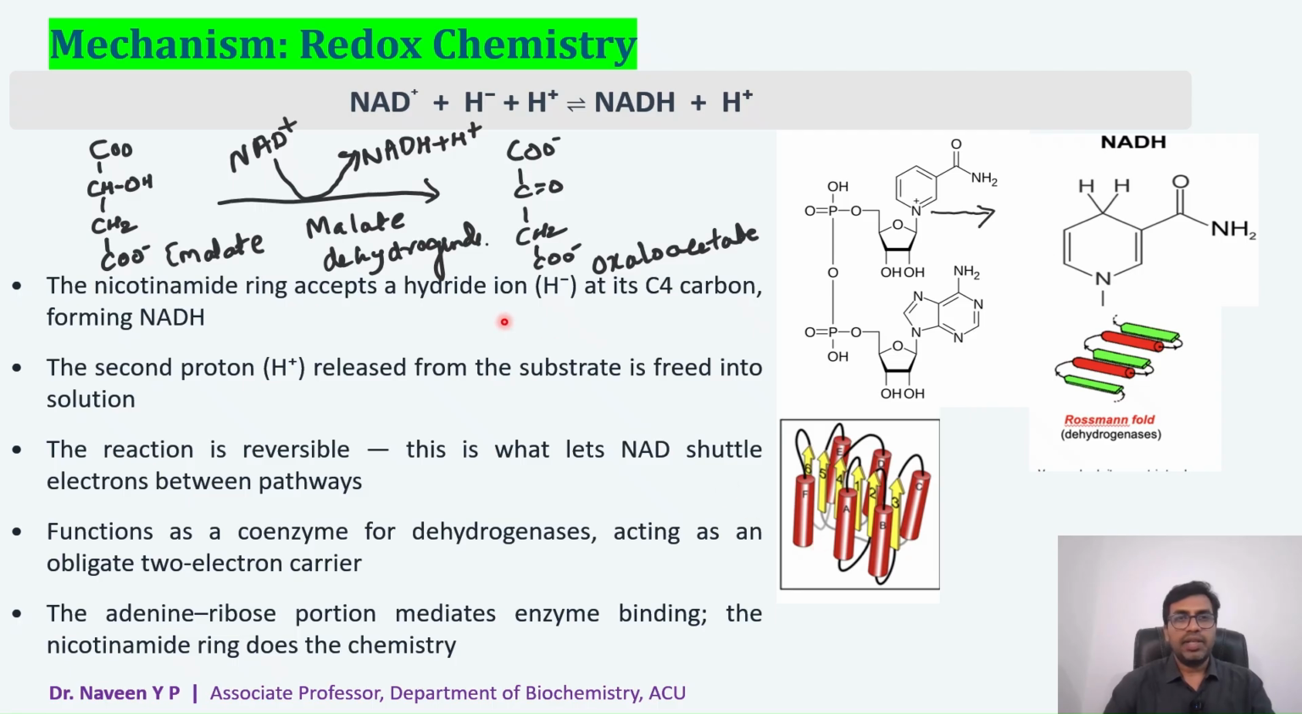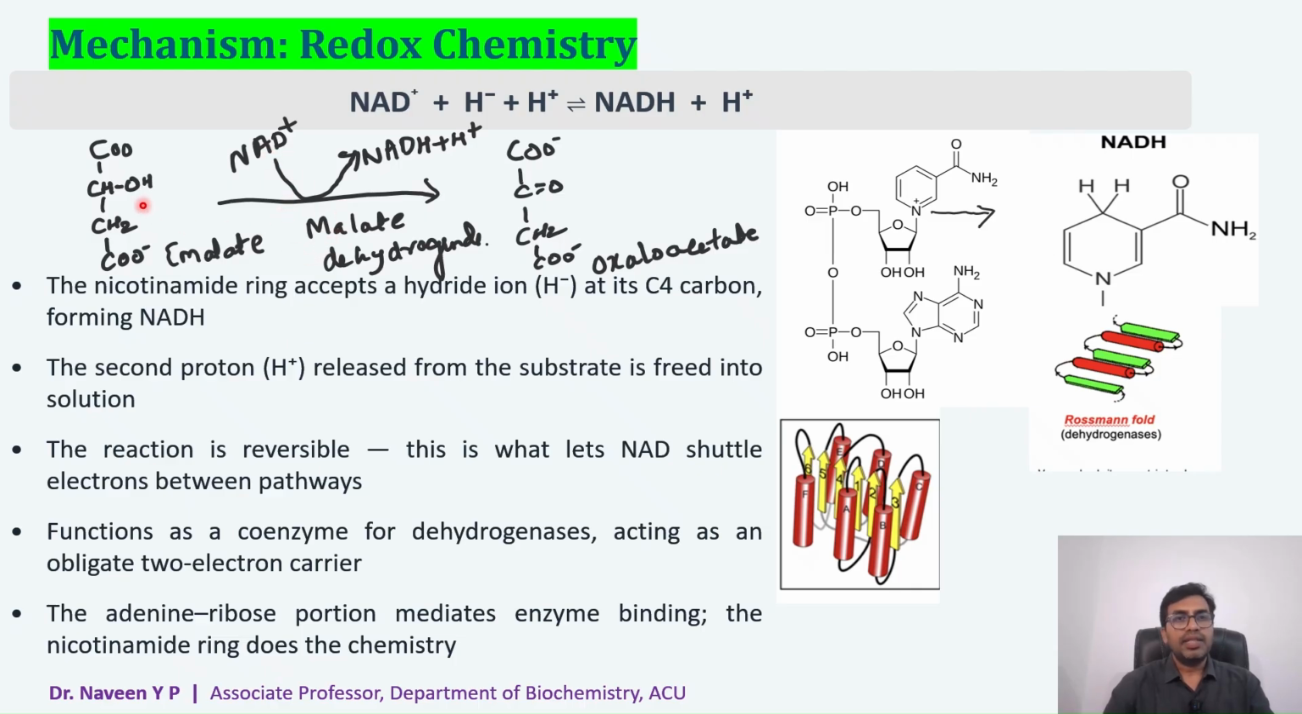Now when it comes to the mechanism, I have taken the example of an enzyme called malate dehydrogenase. Malate dehydrogenase is an enzyme of the citric acid cycle which catalyzes the last reaction of the citric acid cycle, where malate gets converted into oxaloacetate. Here is the structure of malate. We can see there is an OH group which gets oxidized to a carbonyl C=O group. This oxidation happens with the help of NAD.